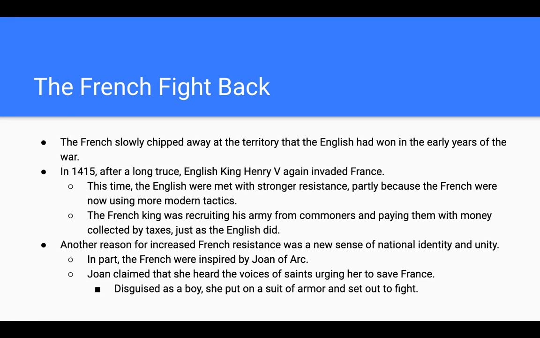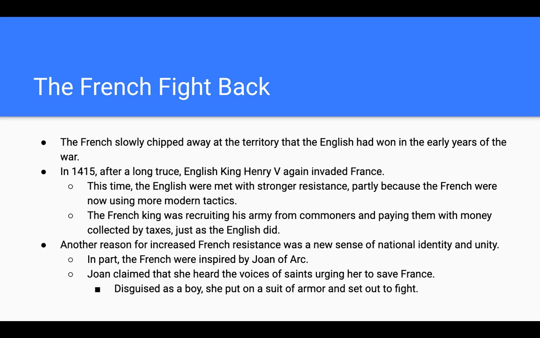So the French fight back. The French slowly chipped away at the territory that the English had won in the early years of the war. In 1415, after a pretty long truce, King Henry V once again invaded France. This time, the English were met with stronger resistance, partly because the French were now using more modern military tactics.